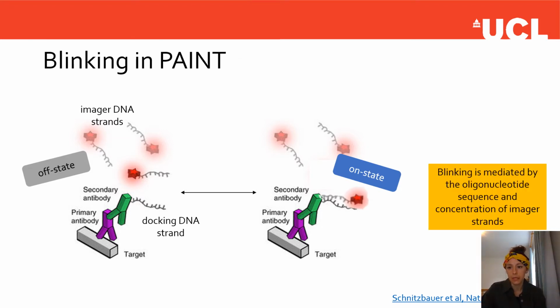The things that mediate your blinking probability, your blinking rate in this case, are the sequence of the DNA strand and also the concentration of imager strands. So put more and more imager strands in, the more likely it is that one will come close enough to your target strand to bind and make a blink, basically.